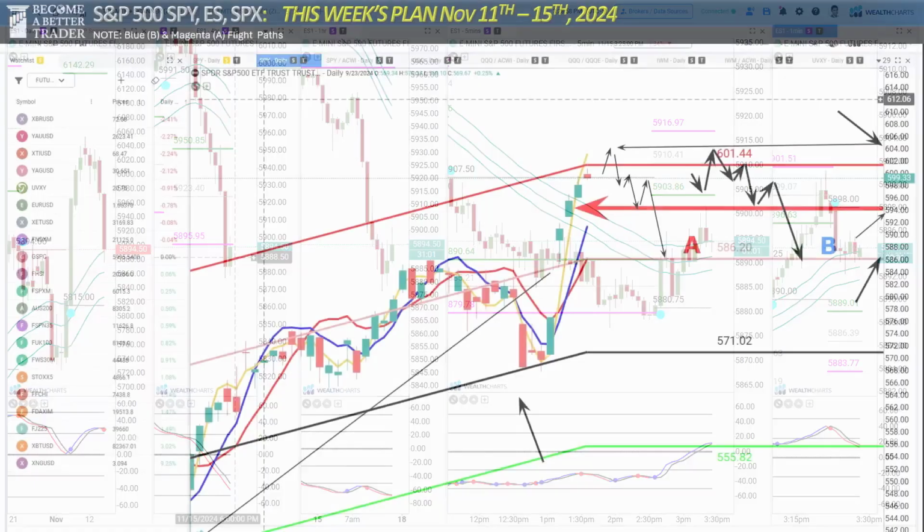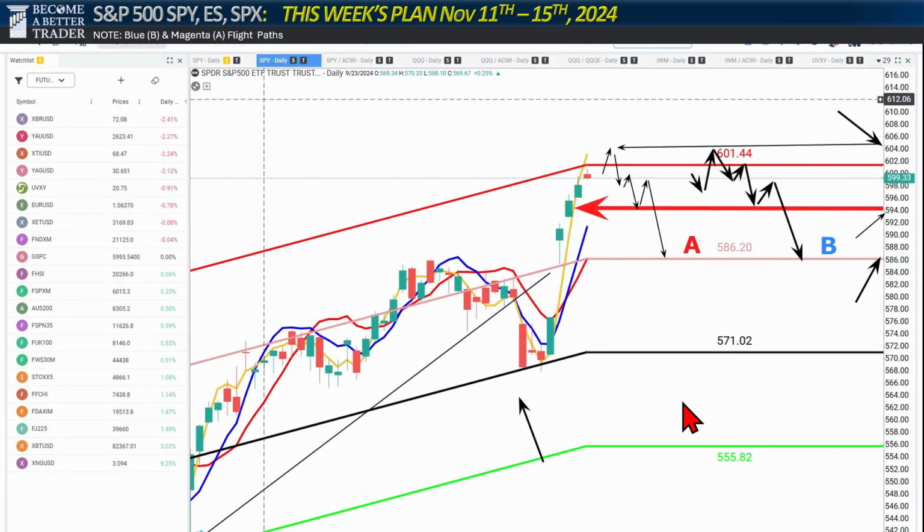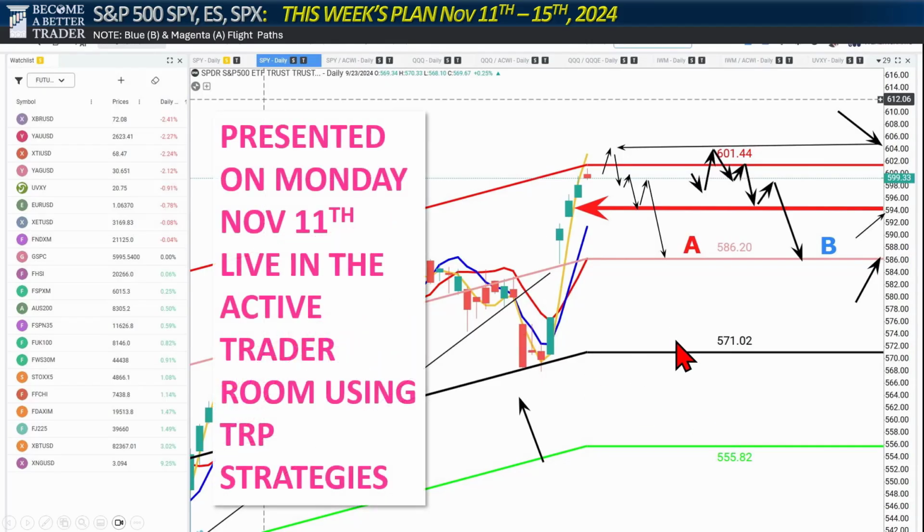Here you go. On Monday, live in front of the Active Trader Room students, I come in and always provide a view on the twists and turns of the week using the SPY as a transmission mechanism. What are the swings likely going to be? And we have a plan A and a plan B.